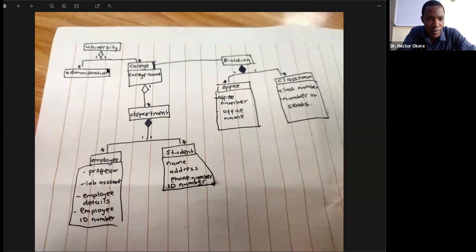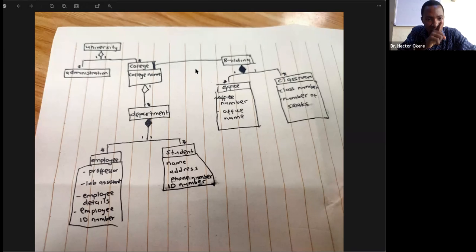A university. Why are you having one on both sides? One is fine. Administration, college, building. Okay, guys, if you want to give me extra information, it's welcome, but make sure that the basic information I give you must feature in your diagram. The basic information, the scenario must first show, and then extra information is welcome. But the given scenario must show.